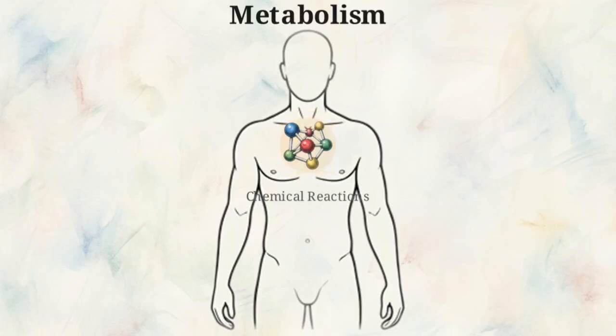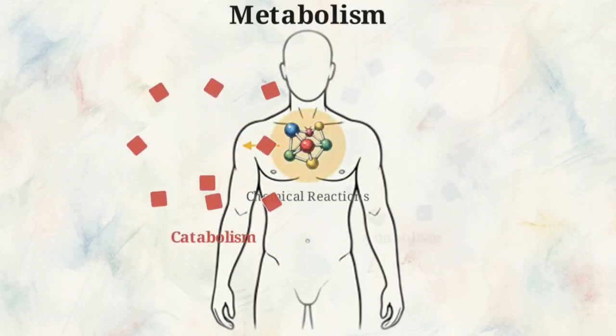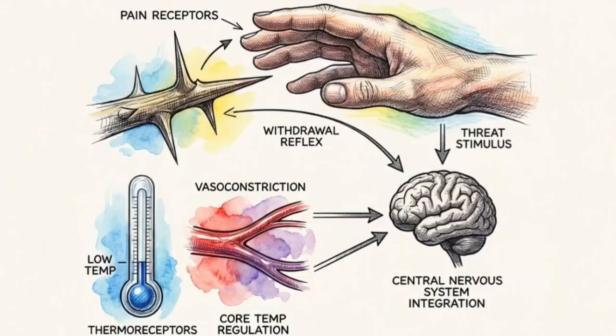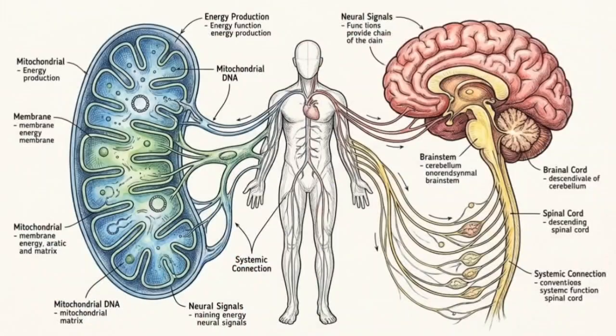Metabolism consists of 2 phases, catabolic, which breaks down matter for energy, and anabolic, which uses energy to build new structural components. Process 2 is responsiveness. This is the ability to detect internal changes or external stimuli and react to maintain physiological stability. Metabolism provides the organism's power, while responsiveness provides the control system needed to navigate the environment.